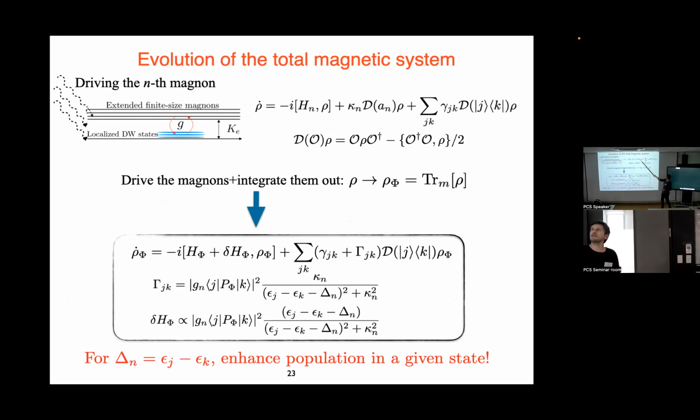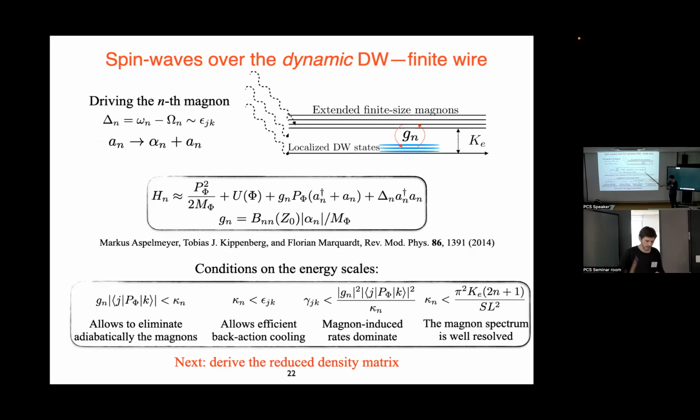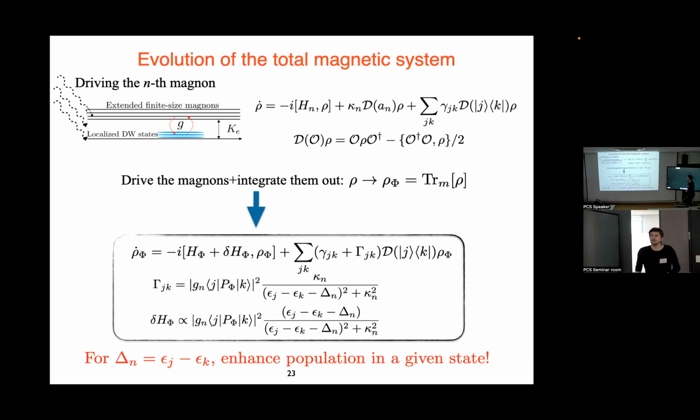Again, we have some Lindblad kind of form for the density matrix. Now we have the magnons here, and Hn is the Hamiltonian for this that I showed in the previous slide. So it's this thing. So you have that, again, that's kind of normal in the cavity optomechanics. What you do, you integrate out these degrees of freedom, and what you end up with is the density matrix that describes only the domain wall itself.